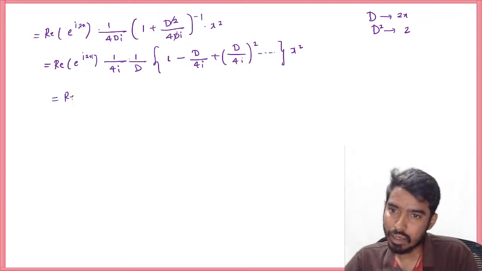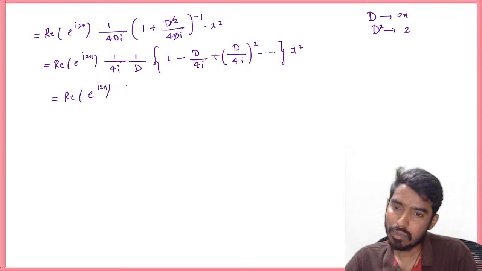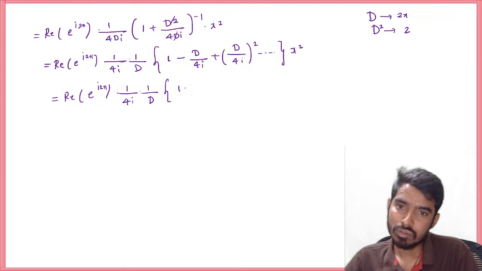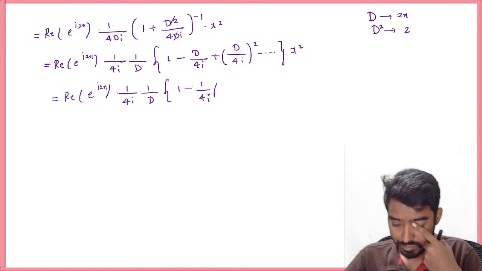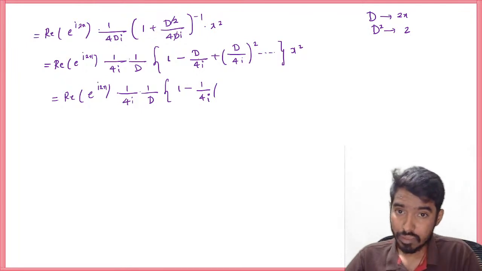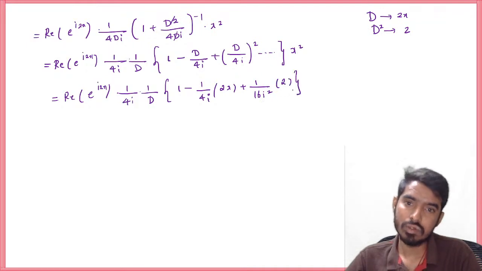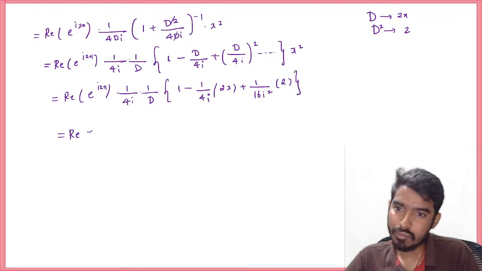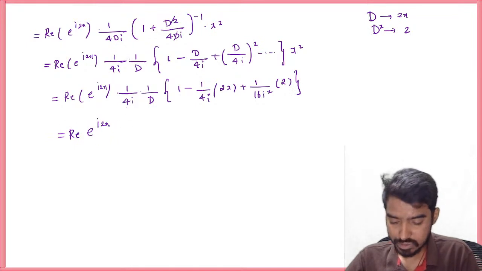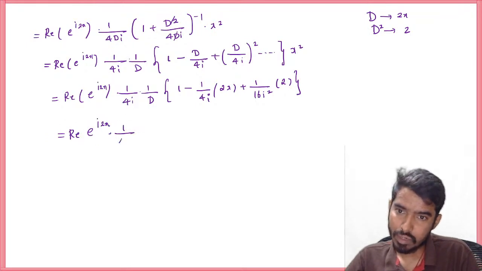So this will be real part of e power i 2x, 1 by 4i, 1 by D. So 1 minus 1 by 4i, D of x square is 2x, plus 1 by 16i square, D square of x square is 2, right? So this will be real part of e power i 2x. We have 1 by 4i, 1 by D.